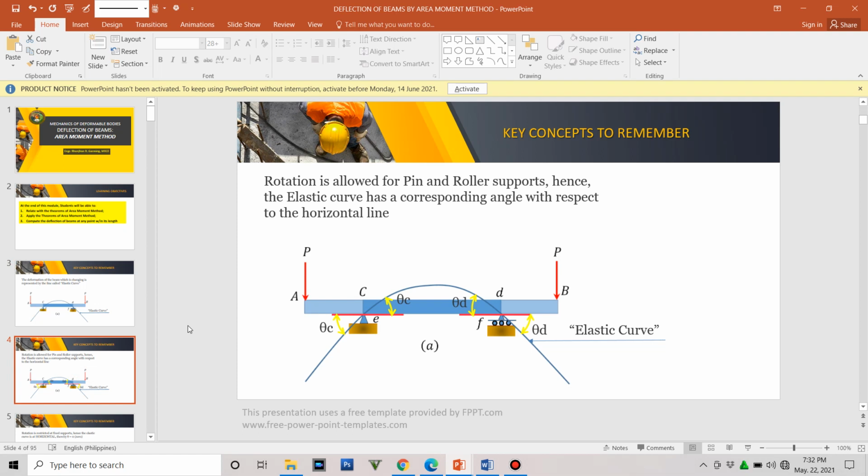So, kapag meron tayong pin at roller, allowed yung rotation dyan. So, magro-rotate at magro-rotate yan sa roller support at sa pin connection. So, there will be a corresponding slope of the elastic curve. So, yung mga points dito, may angle yan. At yung point dito sa roller na to, meron ding rotation yan. Kasi kaya nga, it is allowed when we have a pin and roller support.